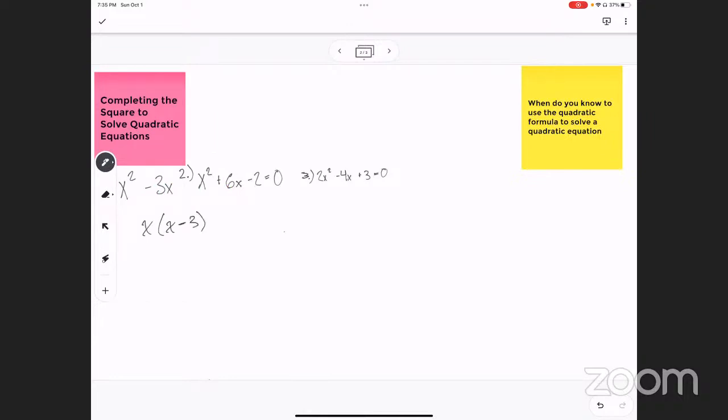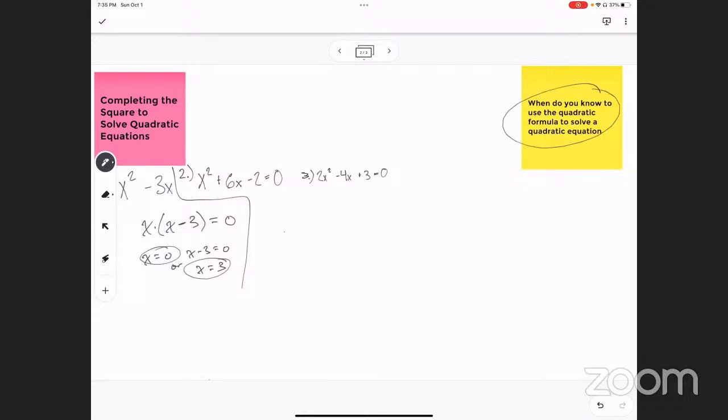So x times x minus 3. See how I factored an x out? And now that I have this times this, use the zero product property, you understand that? That means that either x equals 0 or x minus 3 equals 0, which means x equals 0 or x equals 3, positive 3. So that's the first one. So you didn't have to complete the square on that.